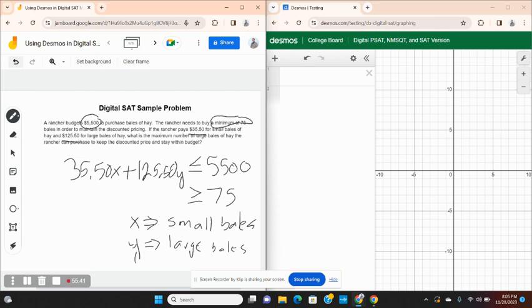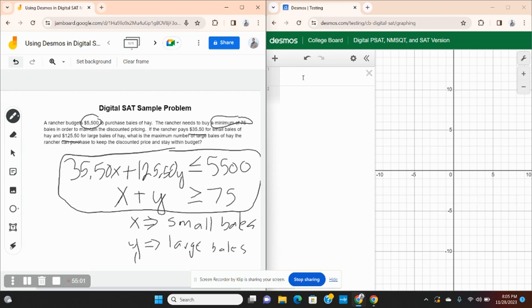Now, in order to get the discounted price, I need to buy a minimum of 75 bales of hay altogether. So for this inequality, I don't have to multiply by price because all I care about is how many bales I am buying. If I add my small bales of hay plus my large bales of hay, it should be greater than or equal to 75. So now that we've created our system of linear inequalities, now is where we can really use Desmos.